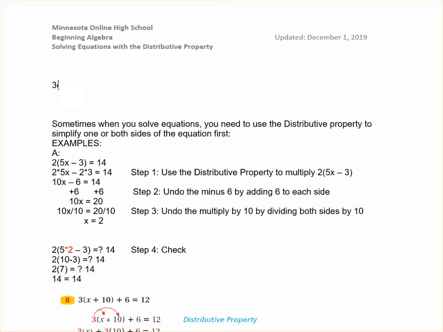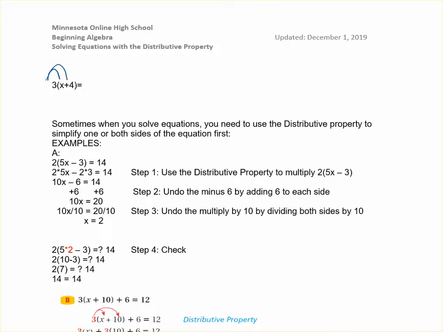The distributive property is when you have a number outside of the parentheses, and then some stuff inside, like a sum or a difference inside the parentheses. To solve problems using the distributive property, you need to multiply the number on the outside of the parentheses times each term on the inside of the parentheses.